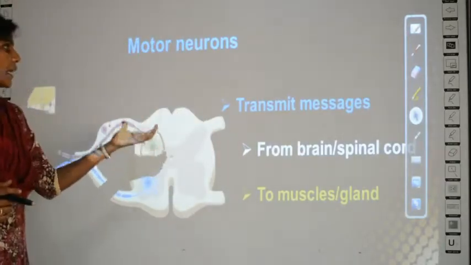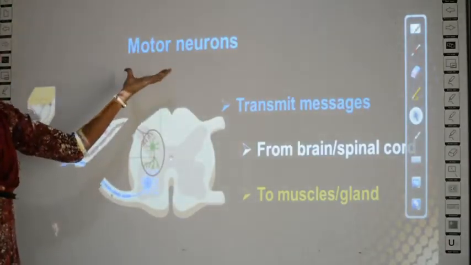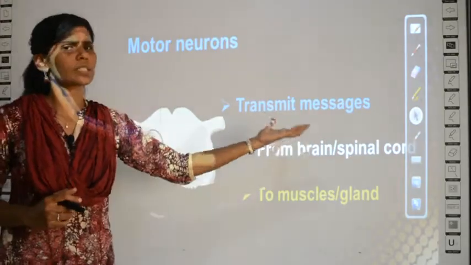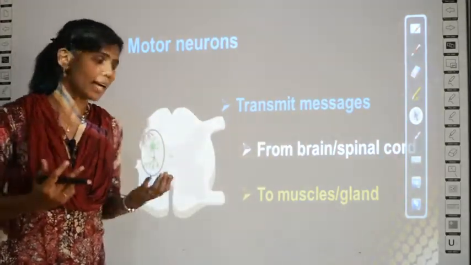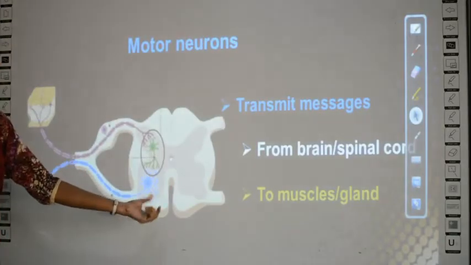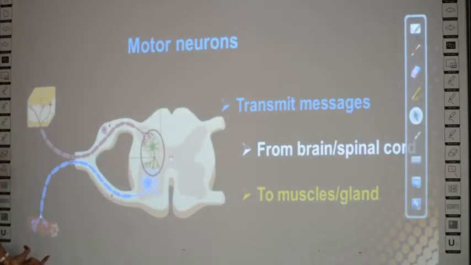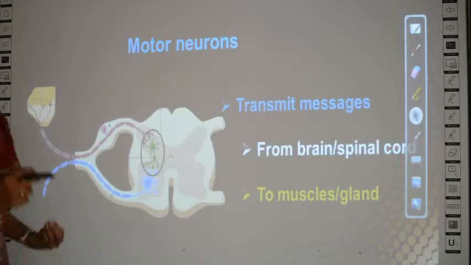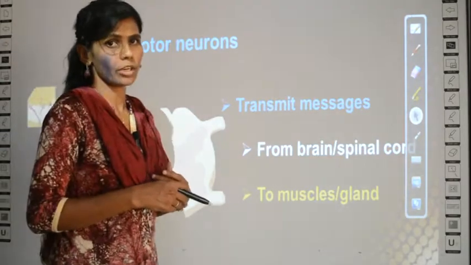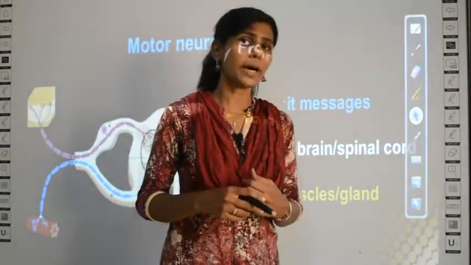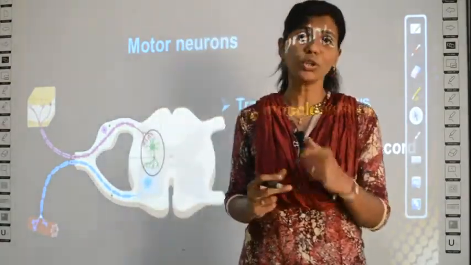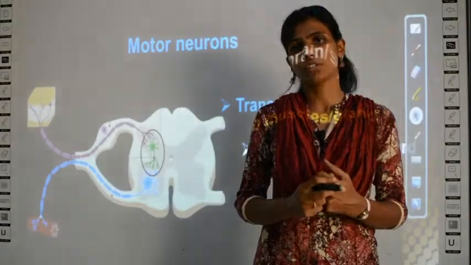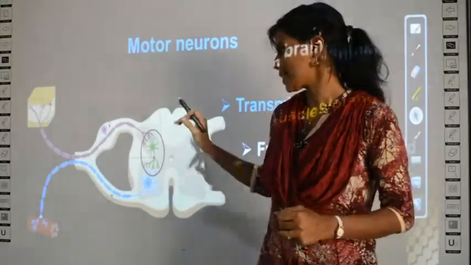So, what have we studied about motor neurons? Motor neurons transmit the messages. Transmit means they transfer the messages from where to where? From the spinal cord or the brain to the muscles of your body, or sometimes to the glands of your body. Do you understand? This is about motor neurons. So, what else do we have to study? We have one more neuron called interneurons. That we will be studying in the next slide.